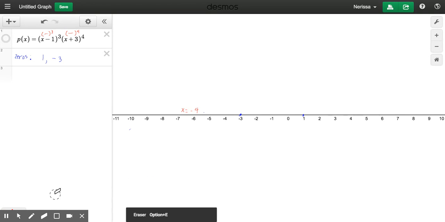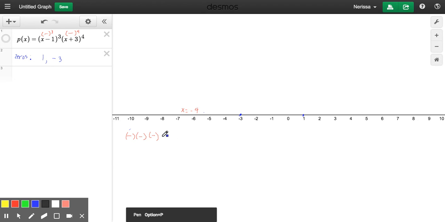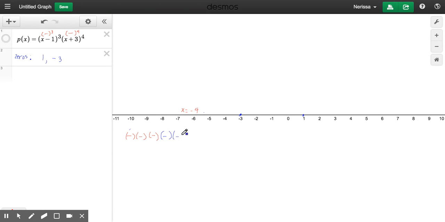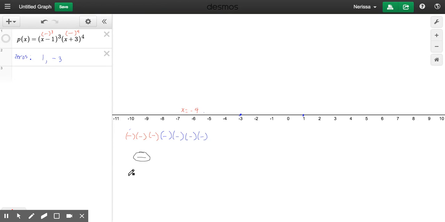Or we can do this too. We can write negative times negative times negative, because there are 3 of them, and then negative times negative times negative times negative. Now we multiply all of these. We have 7 negatives. If we multiply 7 negatives, the result should be negative. Therefore, the graph is below the x-axis.